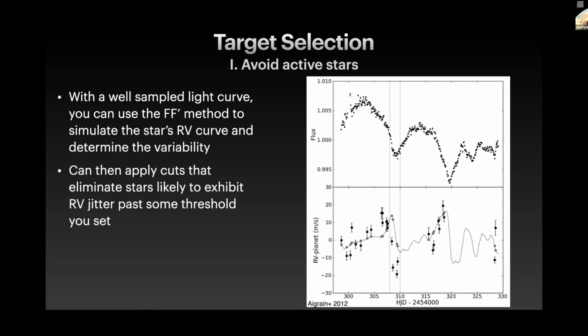And you can see that the predicted RV curve in gray is actually a pretty decent match to what was really observed by the black points. And so from the light curve alone, you can get a decent idea of what the RV variations will look like for a given star, and then decide if that star is well suited to the mass measurement you're trying to obtain.